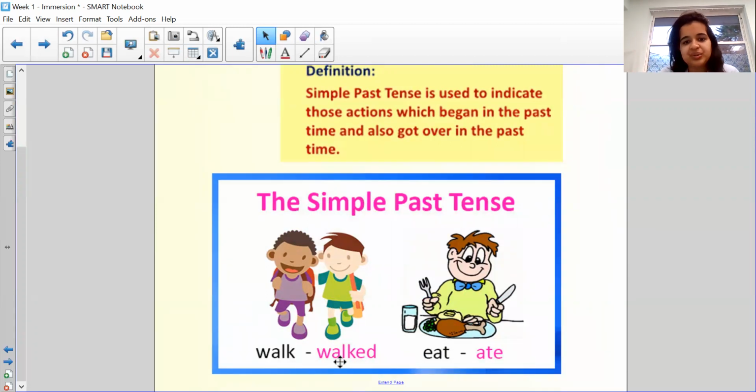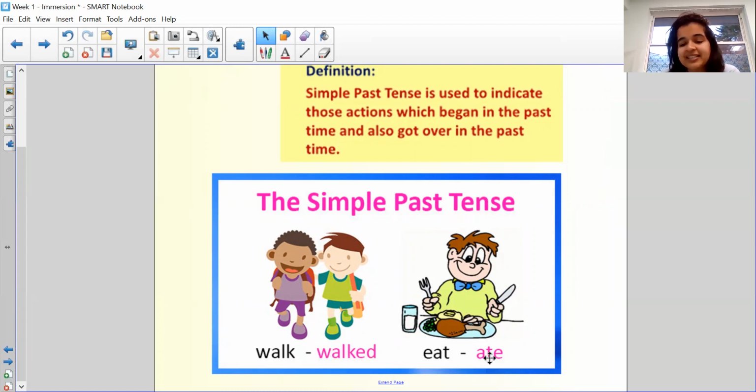I walked to school, okay? I haven't started walking now. I started walking in the past. I walked to school, and I also finished walking. As you can see, I'm not walking anymore. I started walking to school and I finished walking to school all in the past, okay?